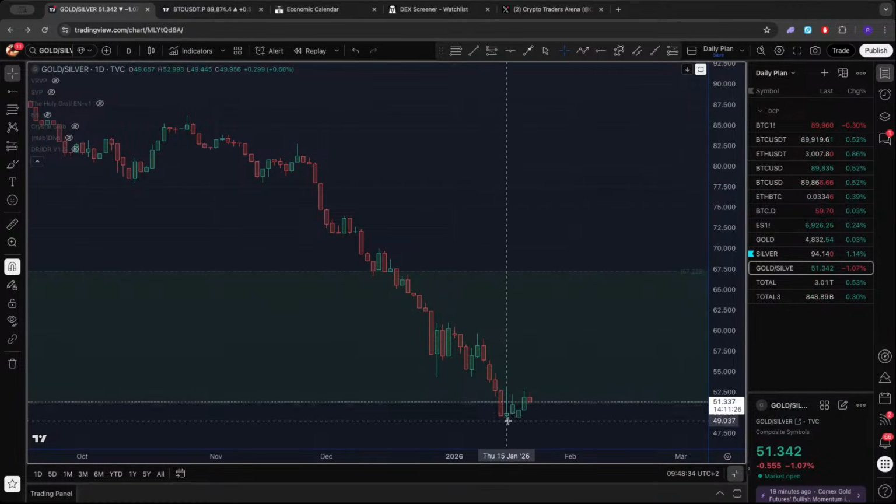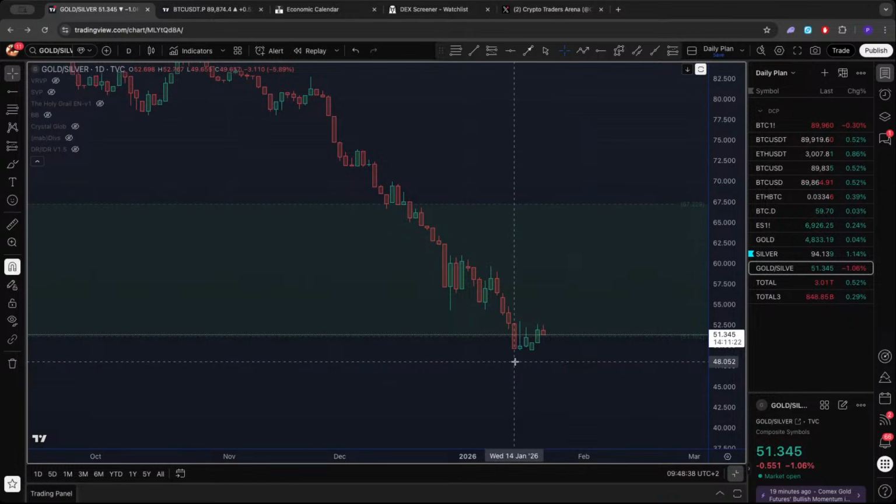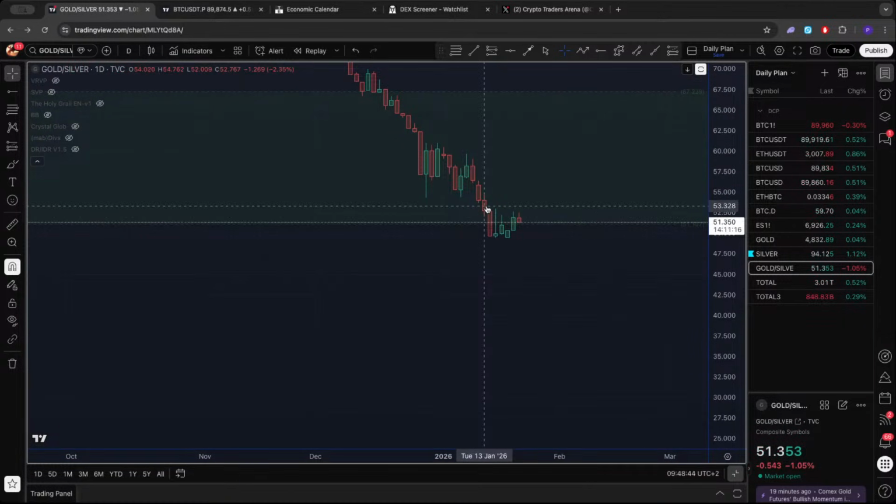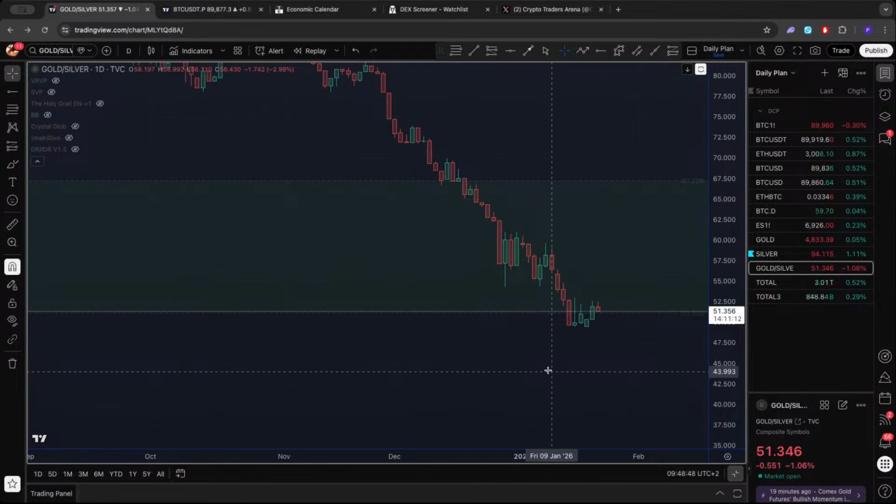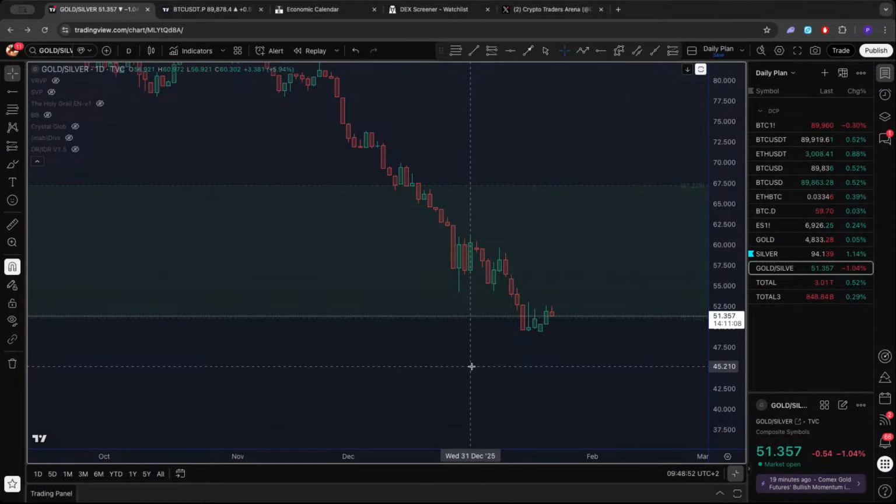Gold versus silver is kind of trying to do a W here. Is it convincing for me? No. This is a lower low, it could go sideways, it could do a weak move to the downside. No, not for the moment. We had the same pattern here, same here, same here. I don't see a bottom in gold versus silver.